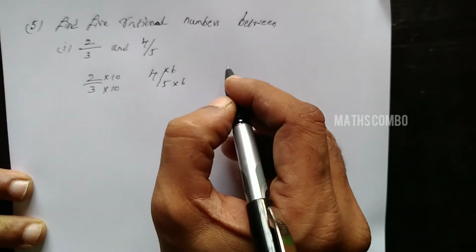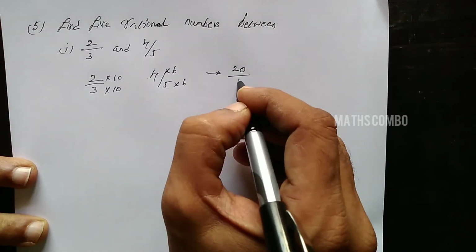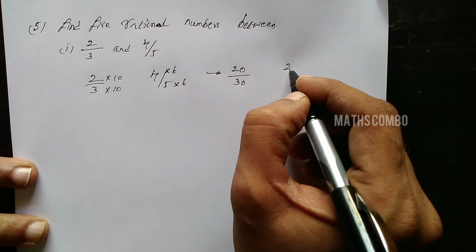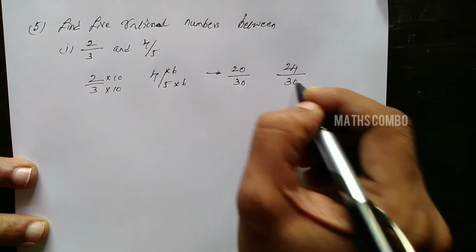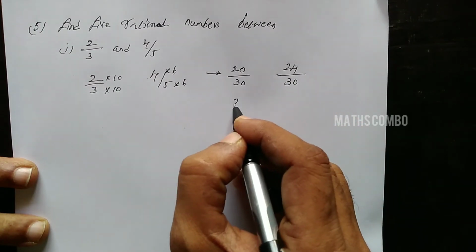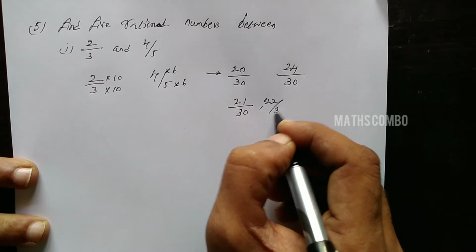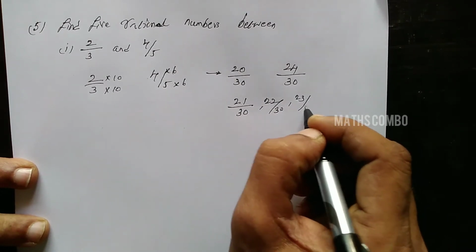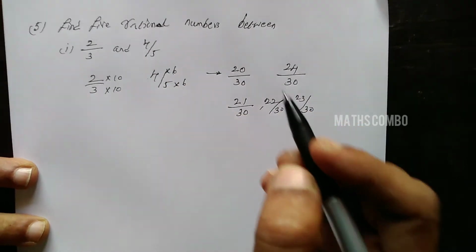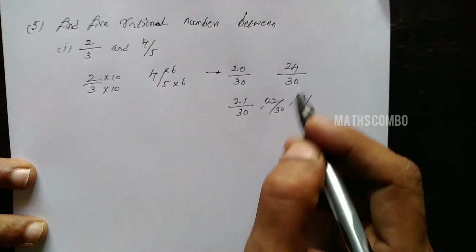So what will happen? It will become 20 by 30, and here it will become 24 by 30. Okay, so the numbers in between are 21 by 30, 22 by 30, 23 by 30. We got only 3 numbers. They are asking for 5 numbers. So we have to simply multiply by 2. So we will get the answer.